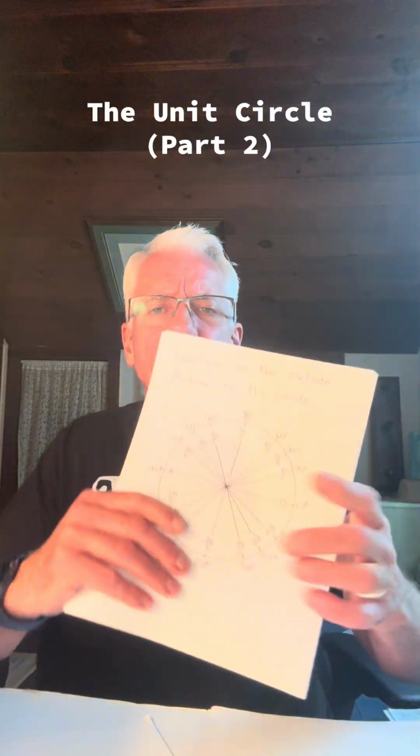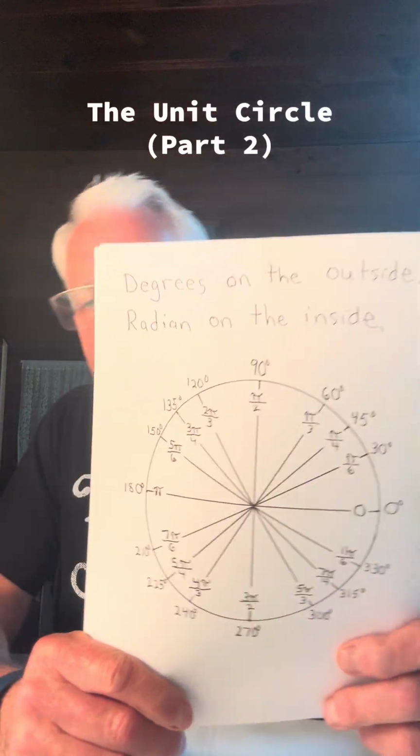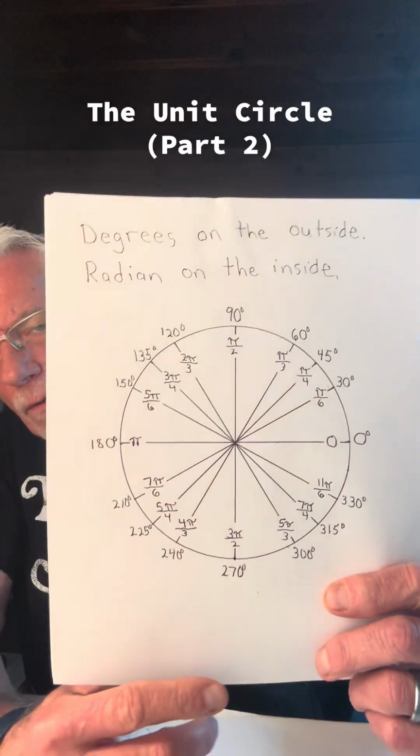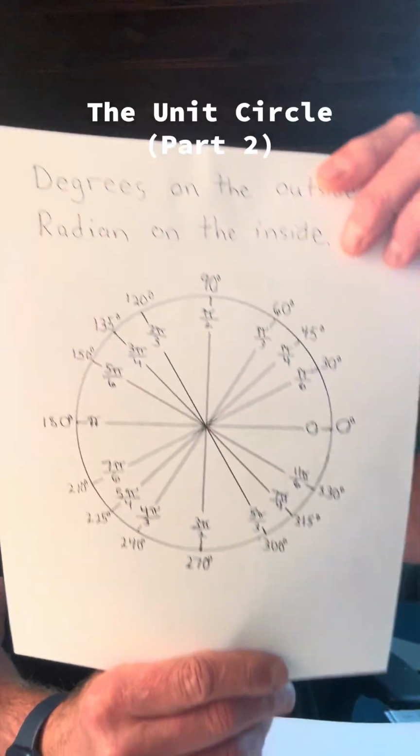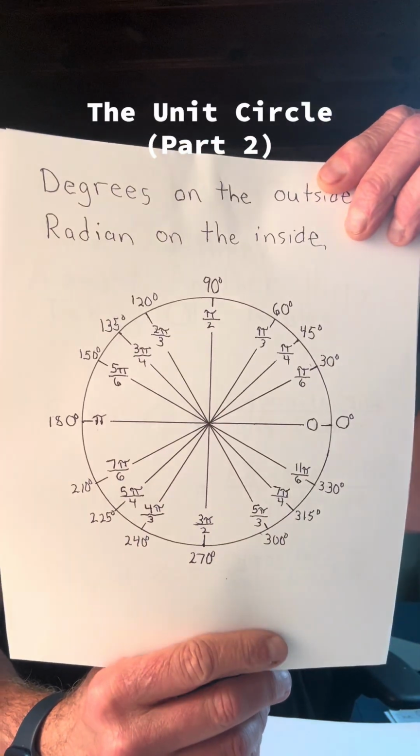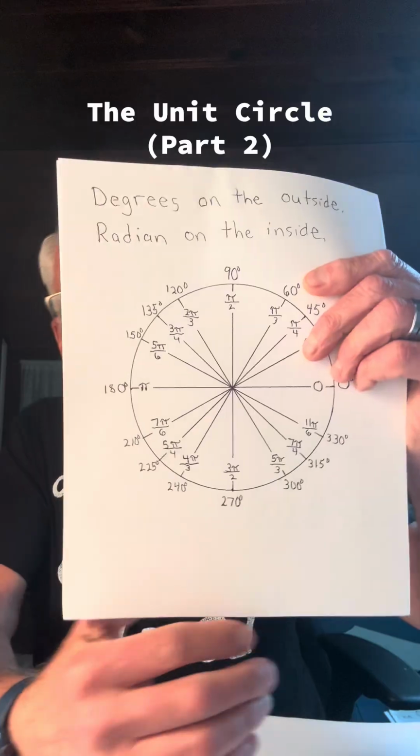Okay, Ashley, here's part two of the unit circle. In the last one, I did the degrees and the radians. So here it is right here. If you're going to take a screenshot, Ashley, I would take a screenshot of that. I'll review with this real quick, you guys.